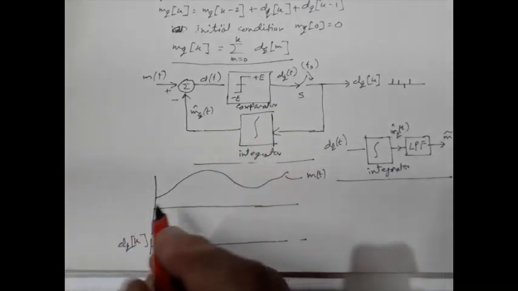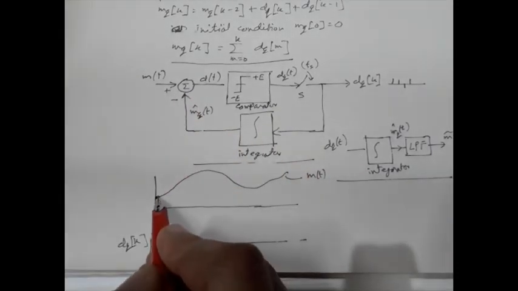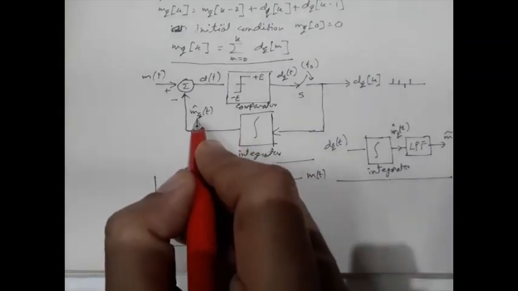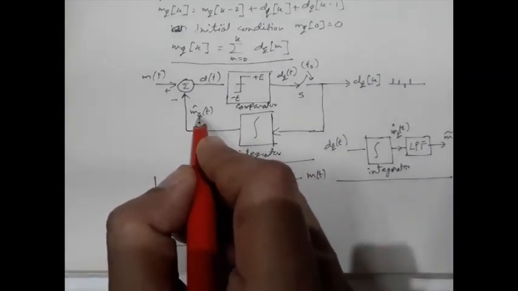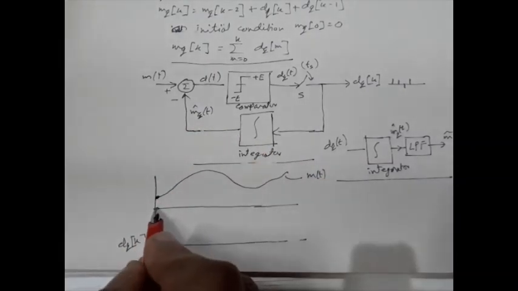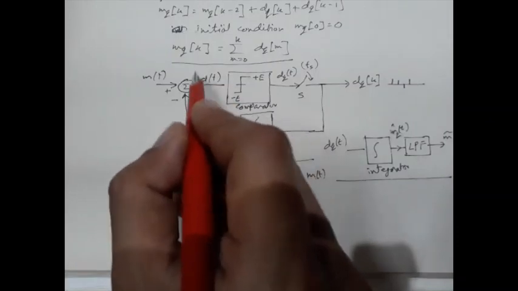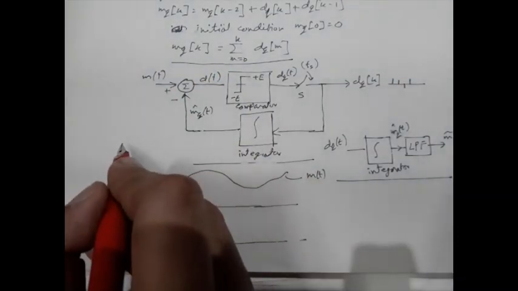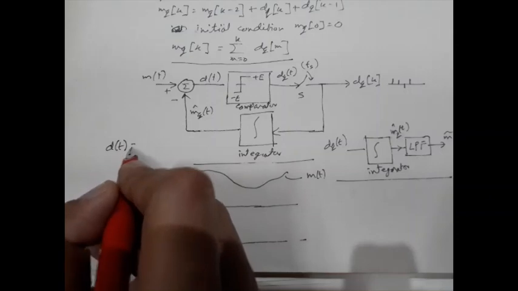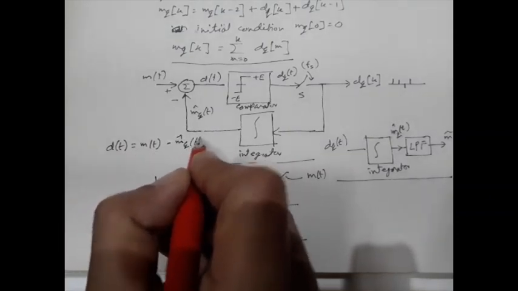When it is switched on, this M is at this position, and the integrator output MQ cap is at first 0. So the integrator output is here. Now what will the comparator compare? The comparator will compare this D, but this D is nothing but MT minus MQ cap T.